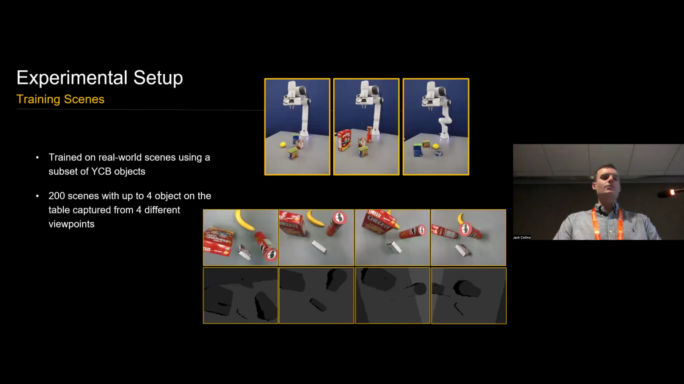The data set that we use is a subset of objects from the YCB dataset, set up on a table like you can see there. And we capture 200 scenes, all of which have up to 4 objects in the scene. And they're captured from 4 different viewpoints. And you can see 4 different viewpoints from part of the training data set there.